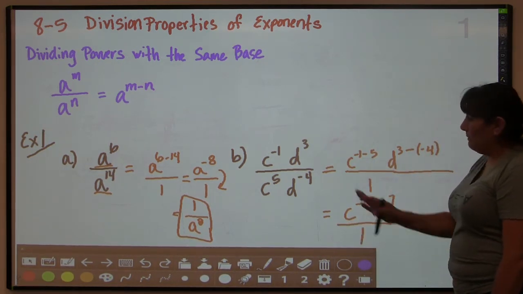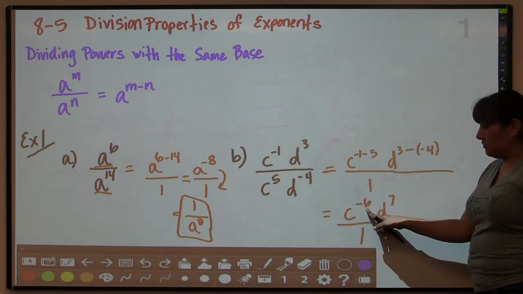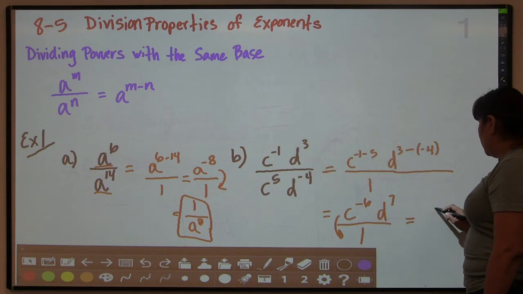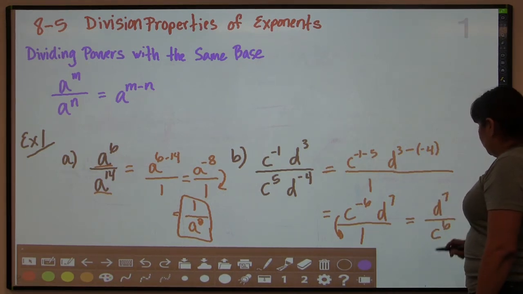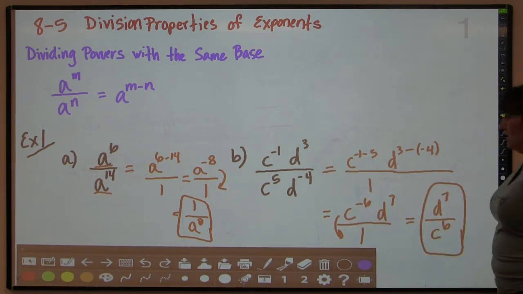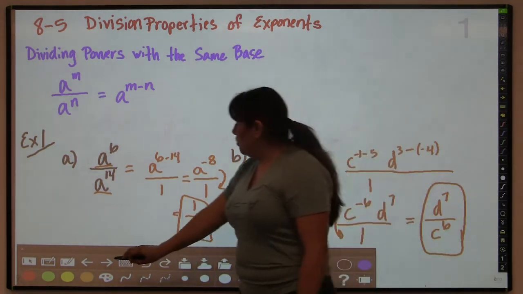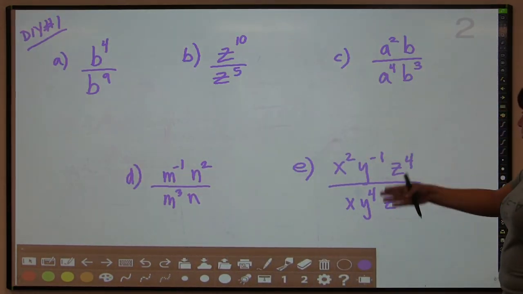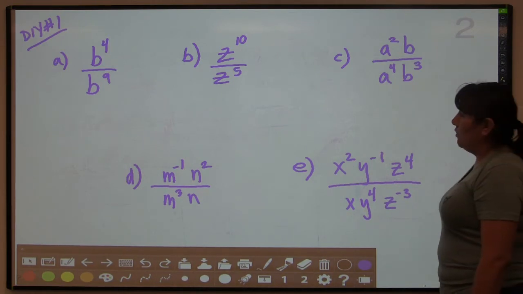And now, like before, because the C has a negative exponent, we're going to move it to the bottom, but the positive exponent will stay on top. So D to the 7th is still on top, and then C to the 6th on the bottom. And this would be our answer for that example. So now you can try these 5 examples, from smaller to more complicated, on your own.